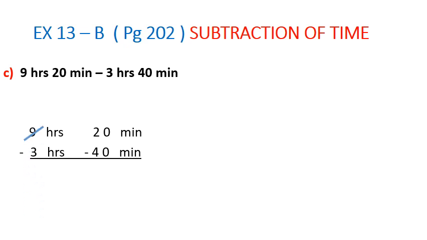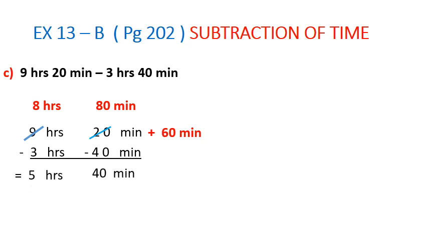So 9 hours will become 8 hours. So 1 hour will be same as 60 minutes. So we got 60 minutes. And 20 minutes we have already there. So 60 and 20 will become 80 minutes. So 20 is gone. We have 80 minutes now. Now we can subtract 80 minus 40, isn't it? That is 40 minutes and 8 hours minus 3 hours is 5 hours.